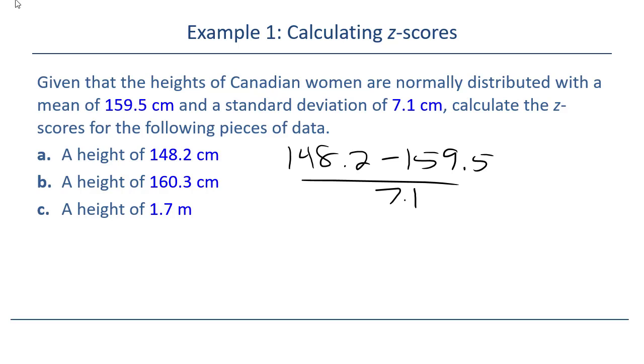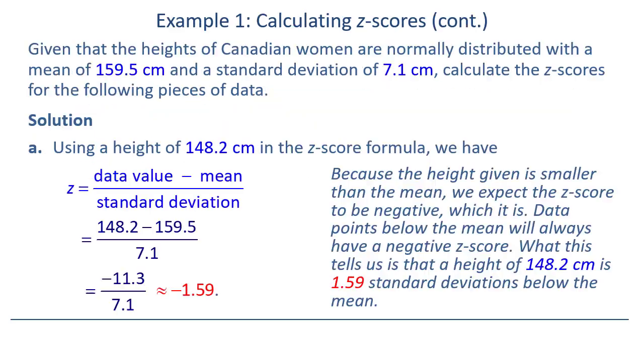A negative z-score tells you that you're that many standard deviations below the mean, right? Because 148 is smaller than the mean. That's why we take the number minus the mean and we don't do the mean minus the number. Okay, so as we saw in our first example, we get a negative 1.59. So that means 148.2 is 1.59 standard deviations below the mean.